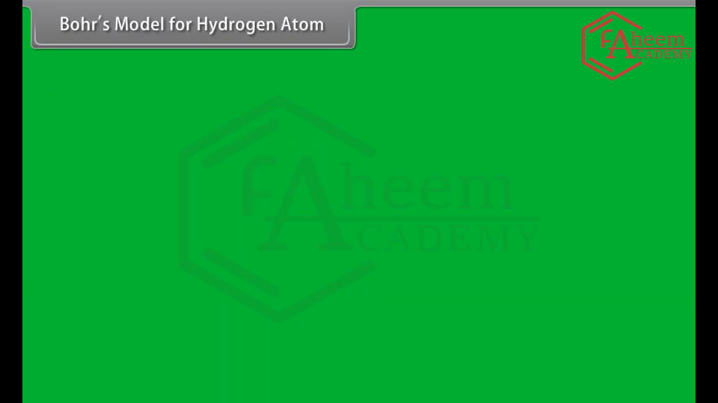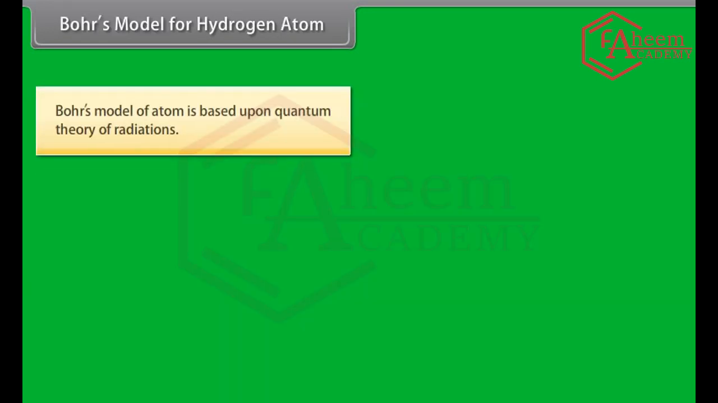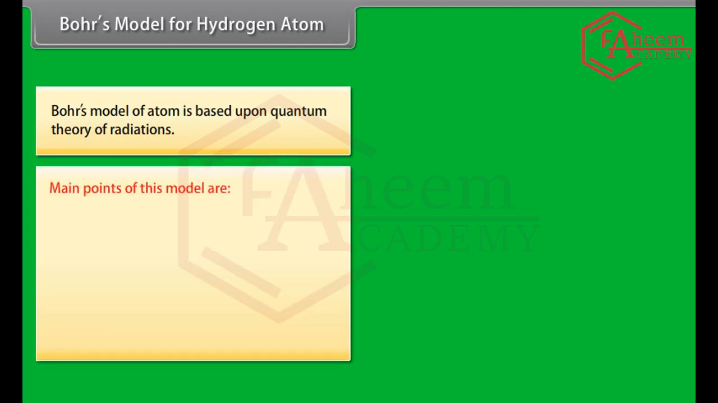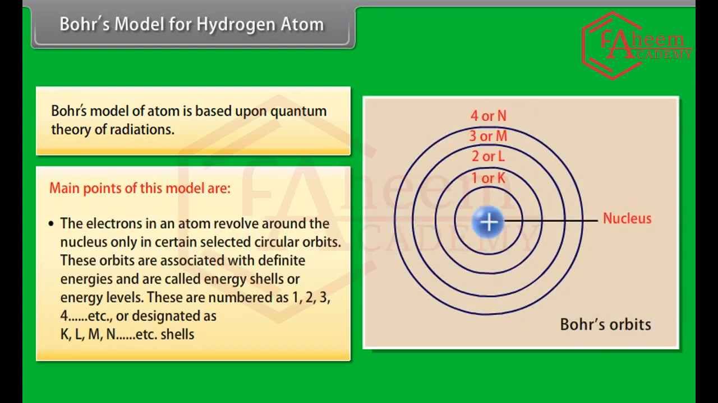Bohr's model for hydrogen atom. Bohr's model of atom is based upon quantum theory of radiations. Main points of this model are: the electrons in an atom revolve around the nucleus only in certain selected circular orbits. These orbits are associated with definite energies and are called energy shells or energy levels. These are numbered as 1, 2, 3, 4, etc. or designated as KLMN etc.